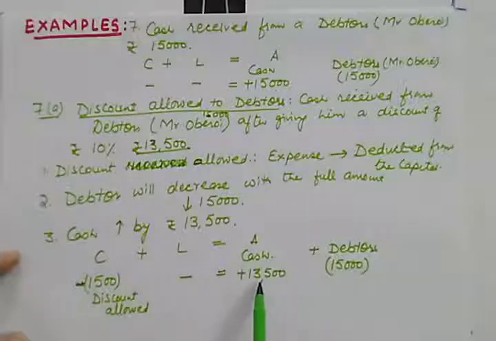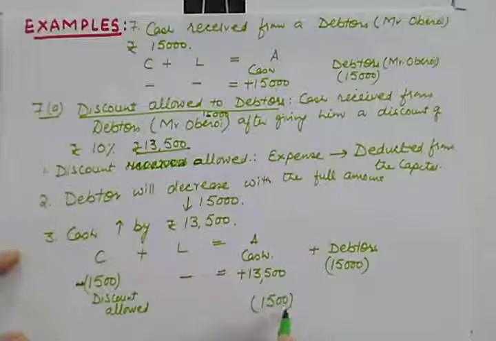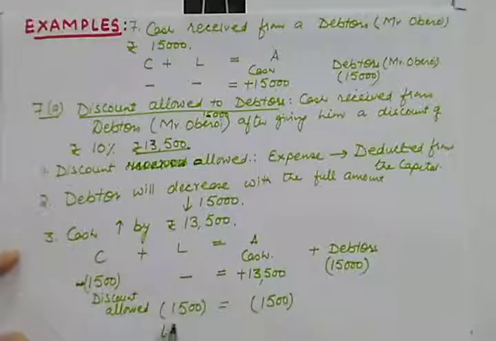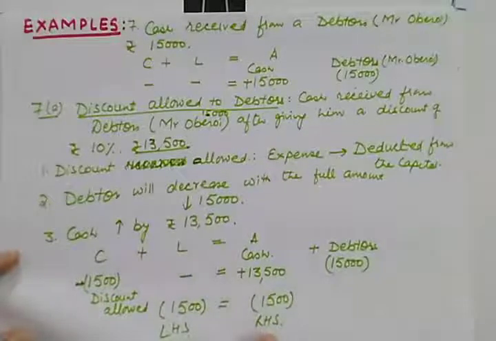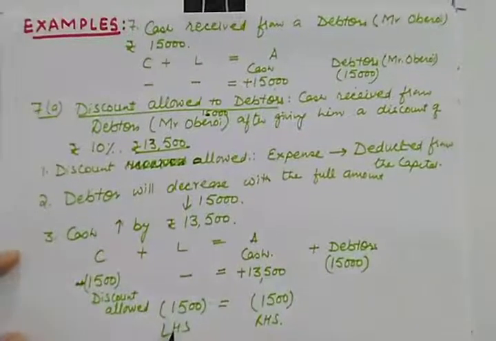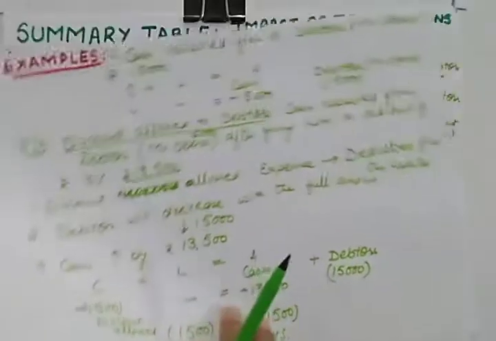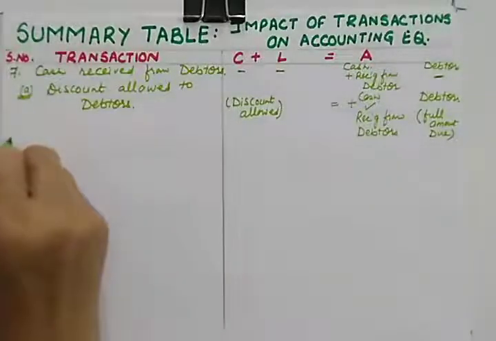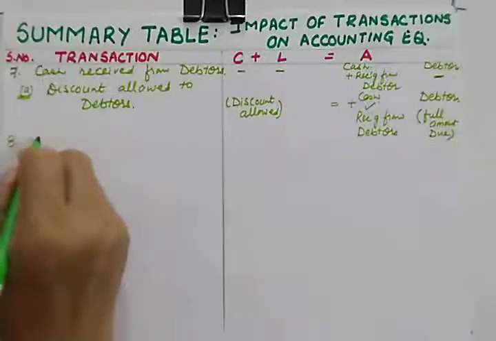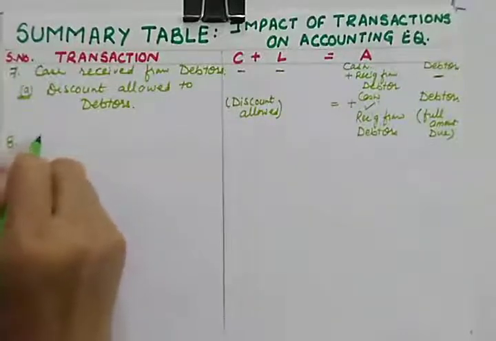15,000 you are deducting and 13,500 adding. So finally you are reducing the right hand side by 1,500 and reducing the left hand side by 1,500. So this particular transaction is not going to affect your accounting equation, or you can say that the final effect on left hand side and right hand side is equal. So now let us do the next transaction based on similar lines. Next transaction is when we draw a bill on our debtor.